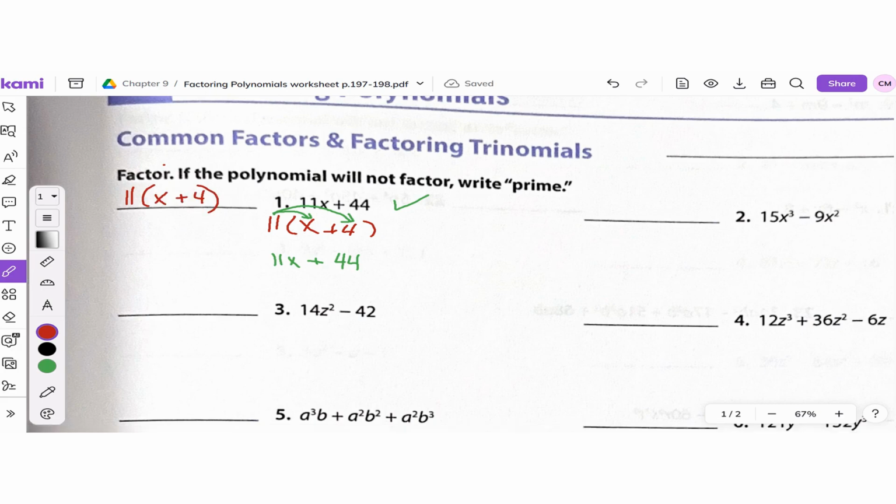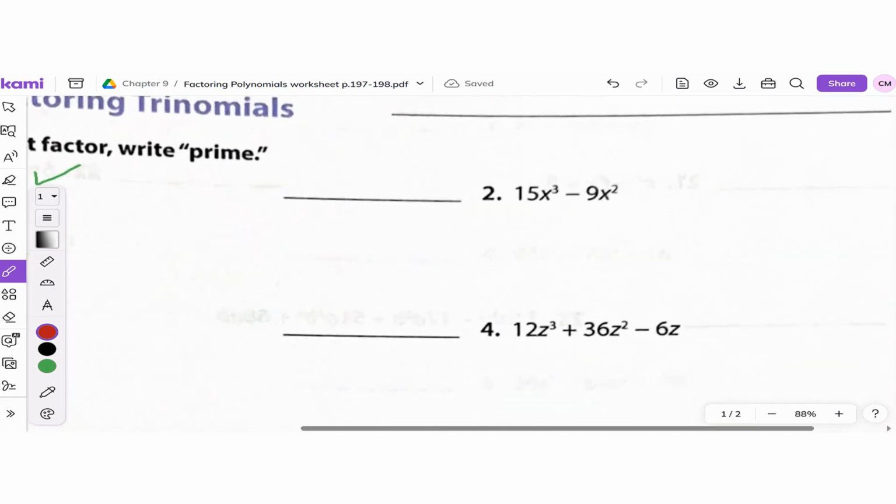Let's look at number 2. So for this one, we're looking at 15 and 9, and you need to think, what is the largest number that can go into 15 and 9? And the answer is 3. Then we're going to look at our variables. They both share an x, so x is also a common factor in this case, and always go with the lowest one. So we're going to do 3x squared.